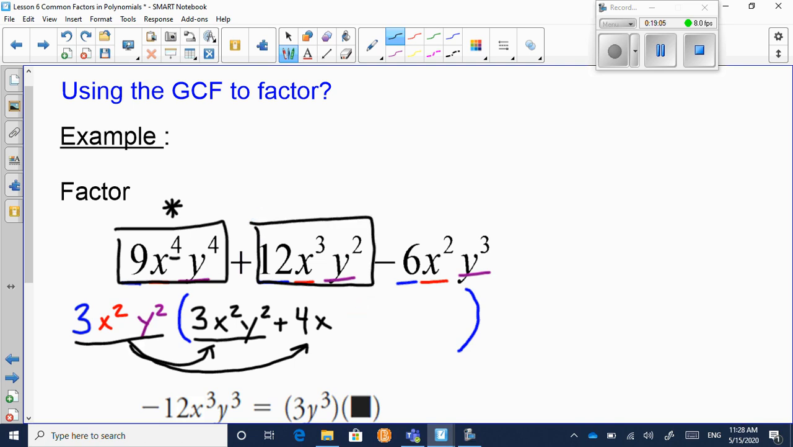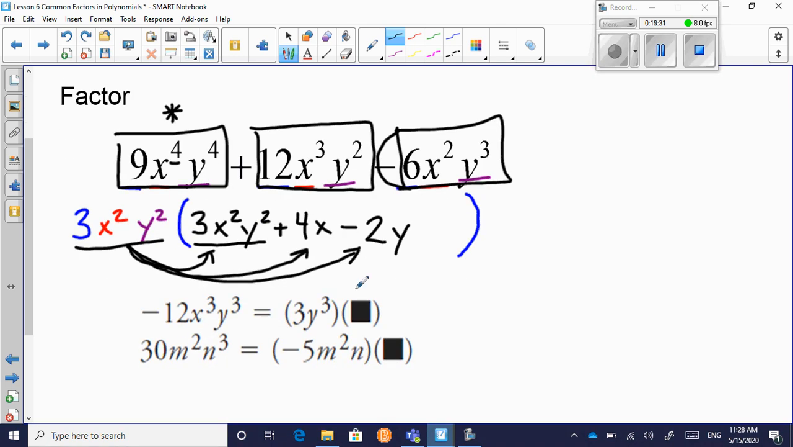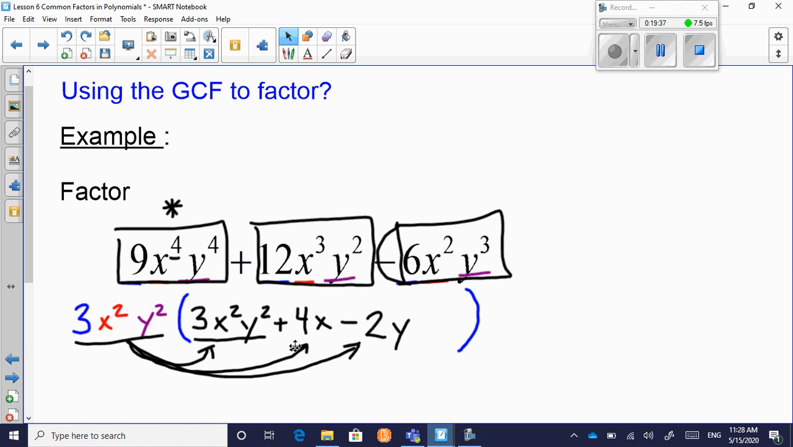And then finally, minus 2, because 3 times minus 2 is the minus 6. Look at this, no x term because I want the full x squared. And then I would write y, because when I multiply this times this, I get the negative as well. Don't forget that. I get negative 6x squared y cubed. Okay, so that's a good example of using the greatest common factor to factor a polynomial. I've pulled it out and then I've shown what's left in the brackets.